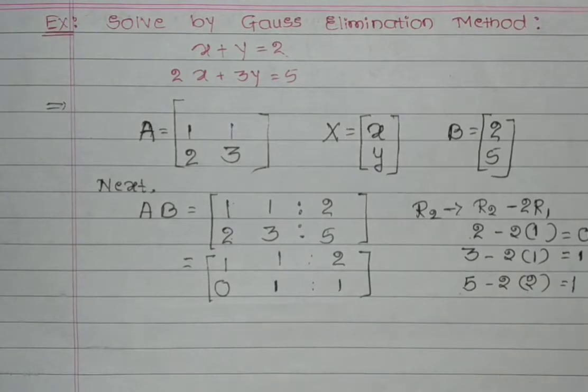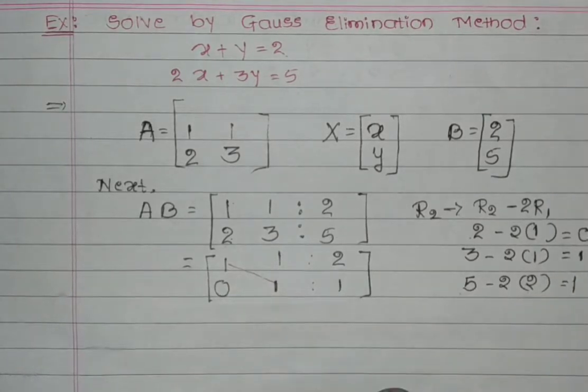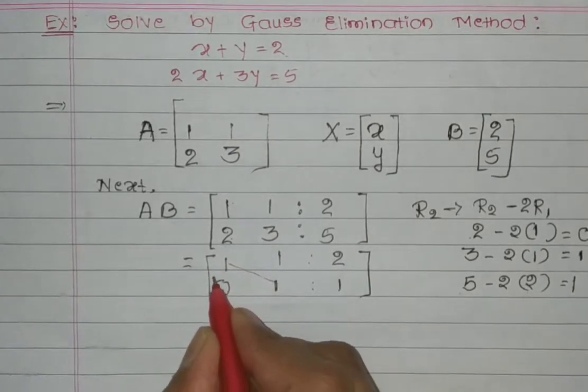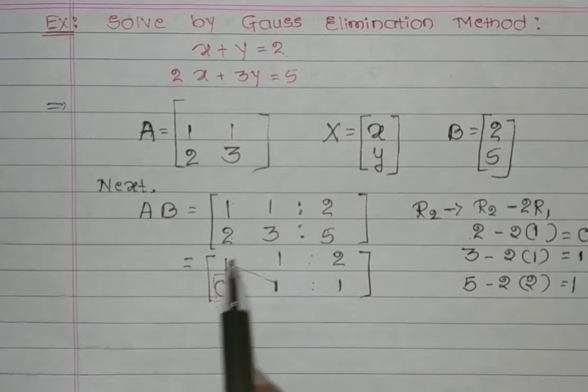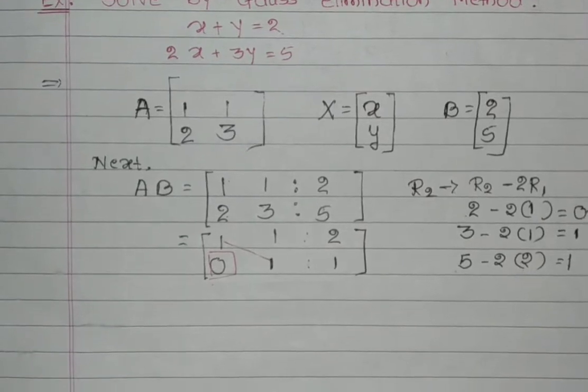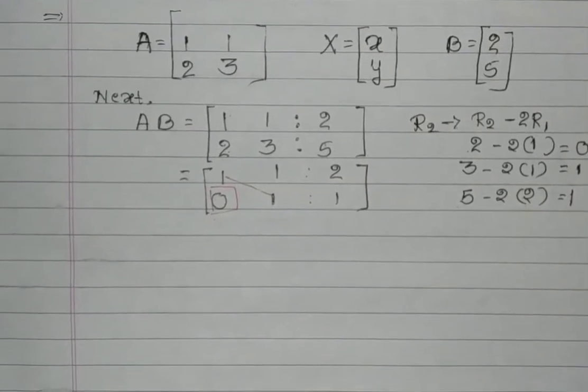Now we can observe that below the diagonal, these two are the diagonal elements of matrix A. So below the diagonal, the complete element is converted in terms of 0. Now after this, again we have to convert this augmented matrix AB in terms of equation.